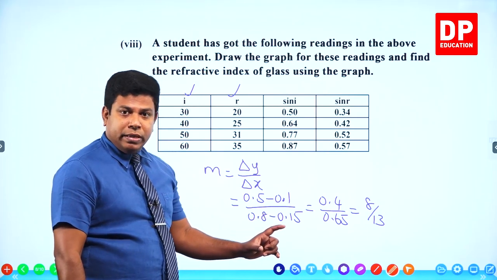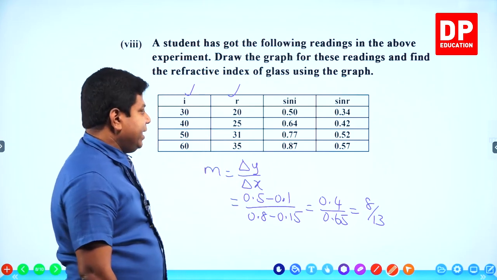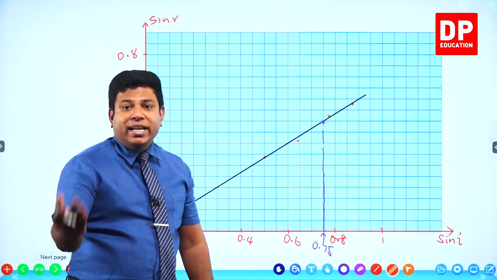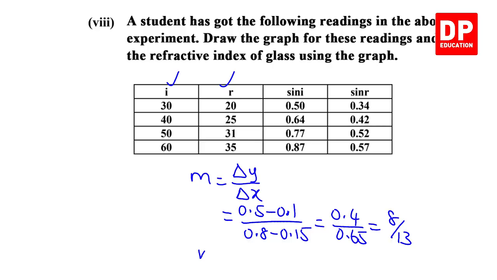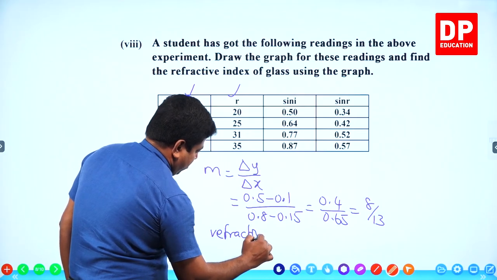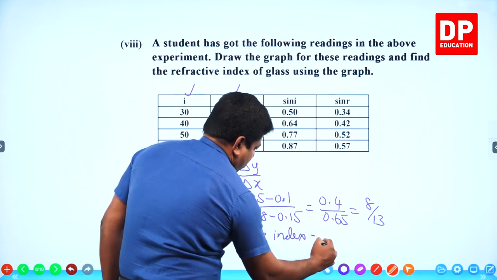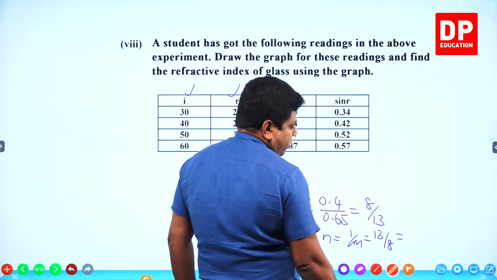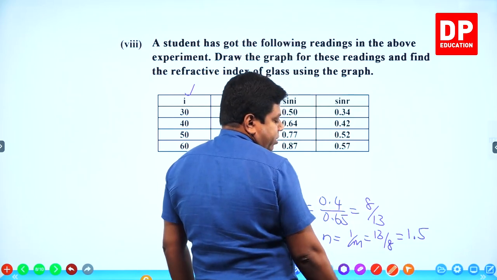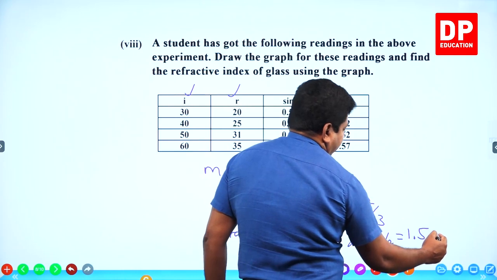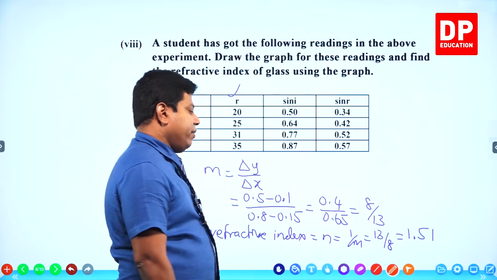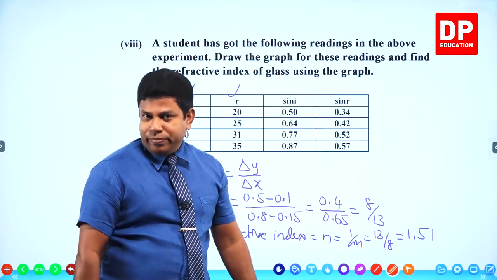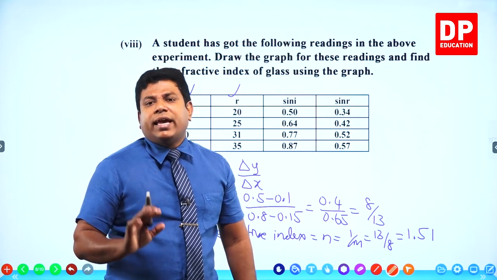And then this is not the refractive index, because what we are getting here as gradient is sin r over sin i, whereas n has to be sin i over sin r, right? So let's say refractive index n is 1 over m, 13 divided by 8, about 1.5. 1.51 is what we are getting. So 1.51 is the answer we are getting based on these points and the graph. Clear? That's all they can ask in this experiment.